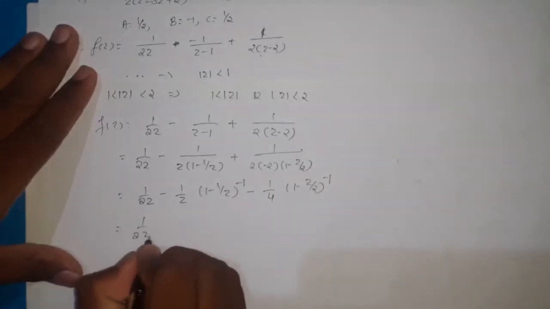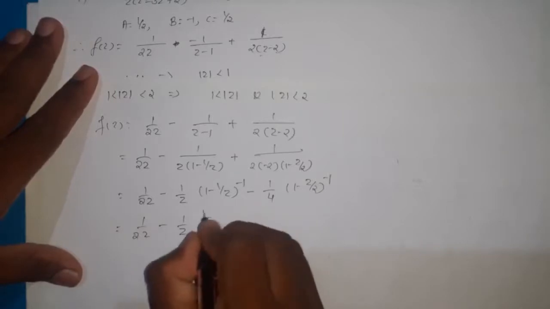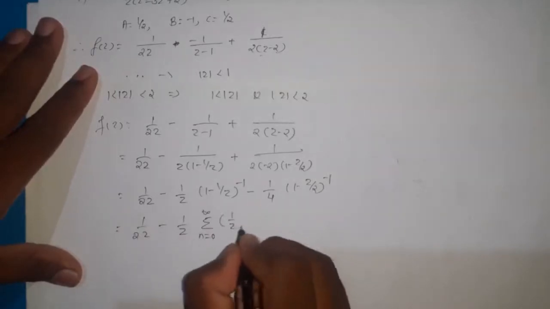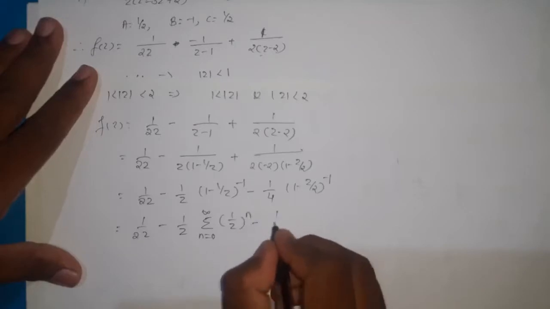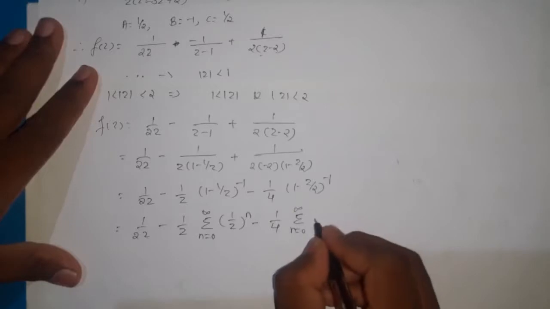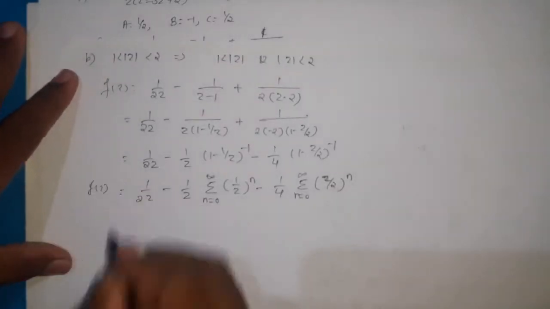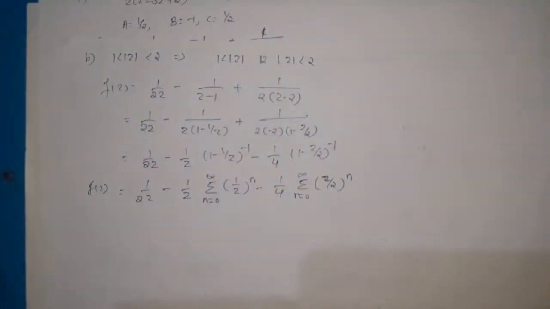That is 1 by 2z minus 1 by z, here summation over n equal to 0 to infinity (1 by z) whole power n, minus 1 by 4 summation over n equal to 0 to infinity (z by 2) whole power n. So it is the expansion for the second region.